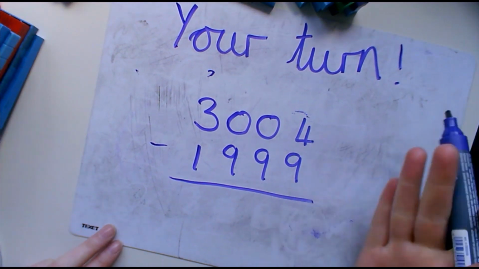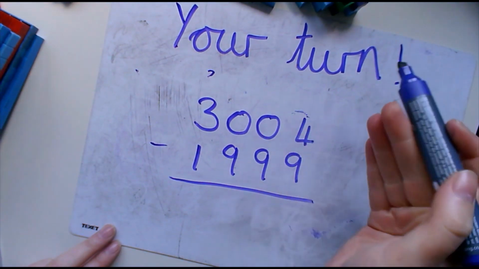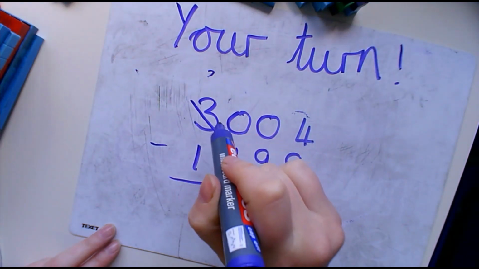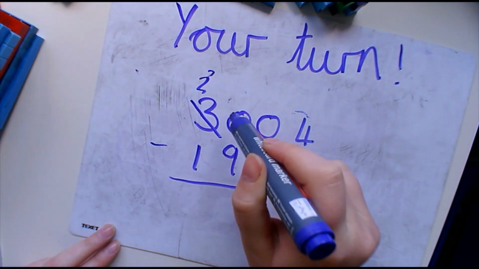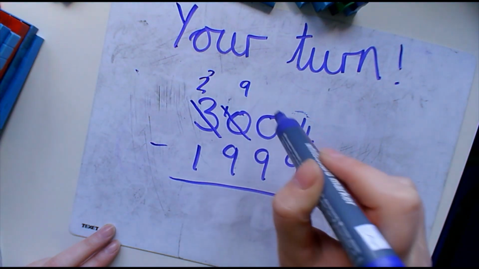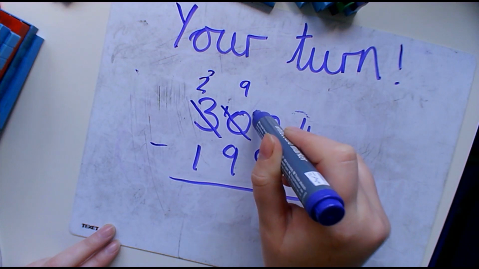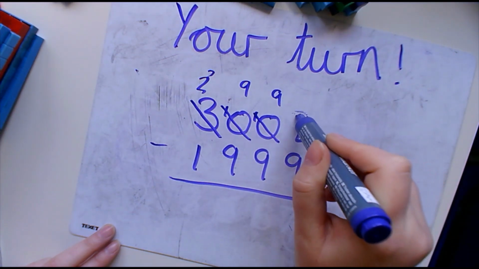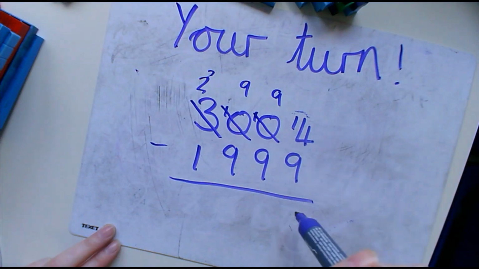Okay, start with the ones column. 4 subtract 9. We can't do that, so we're going to have to exchange. We can't exchange tens or hundreds because there aren't any, so we have to exchange thousands. So we exchange 1,000 for 10 hundreds. We exchange 100 for 10 tens. And then lastly, we exchange a 10 for 10 ones. So we've now got 14 ones.